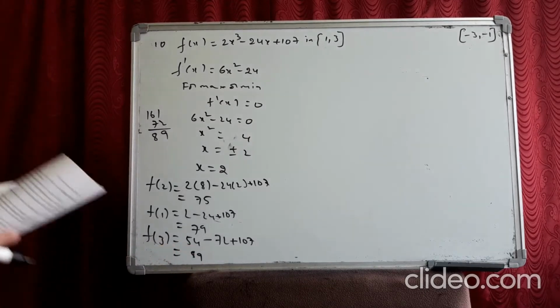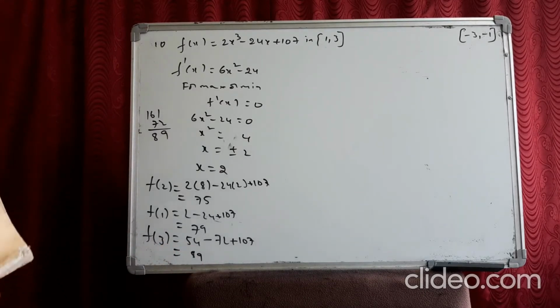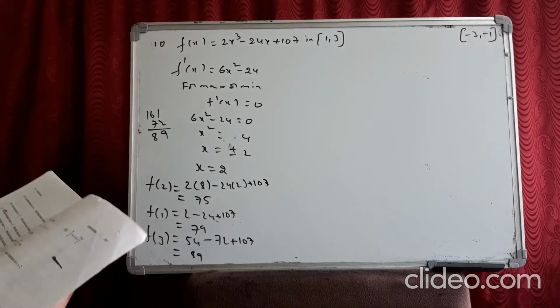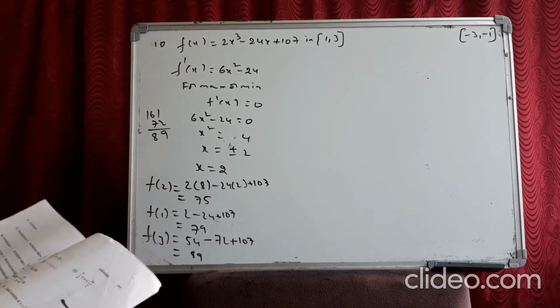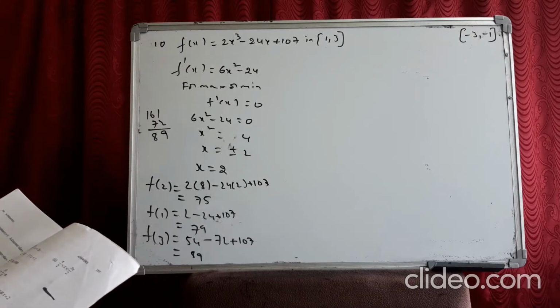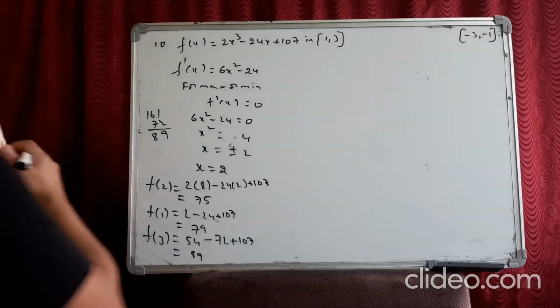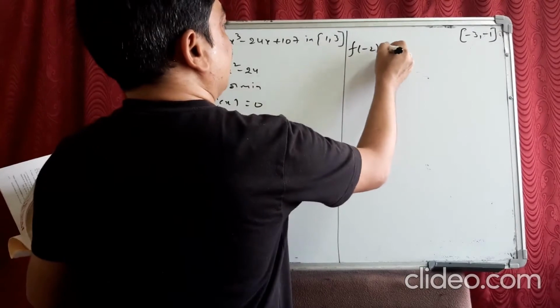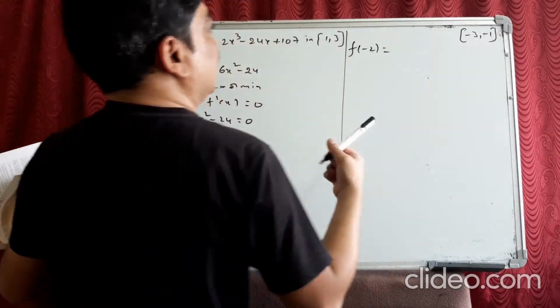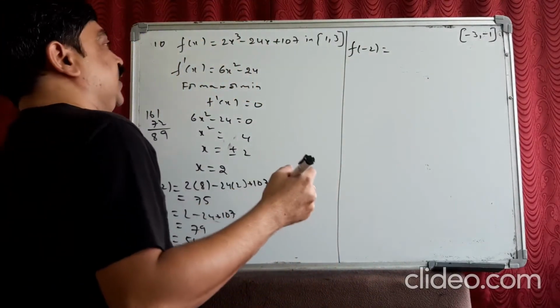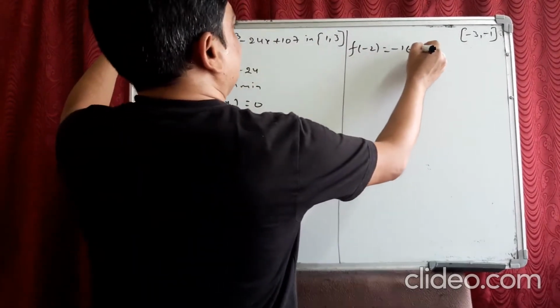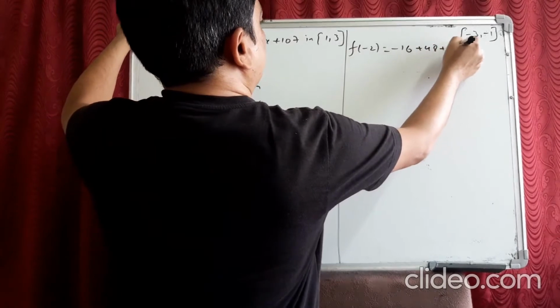Let me check it once. So they asked us only maximum. So it is 89 at x equal to 3. And let's go with this second one also. So when I take minus 2, f of minus 2 I have to go with, because minus 2 lies in between them. f of minus 2, it becomes 2 into minus 8, it becomes minus 16 plus 48 plus 107.